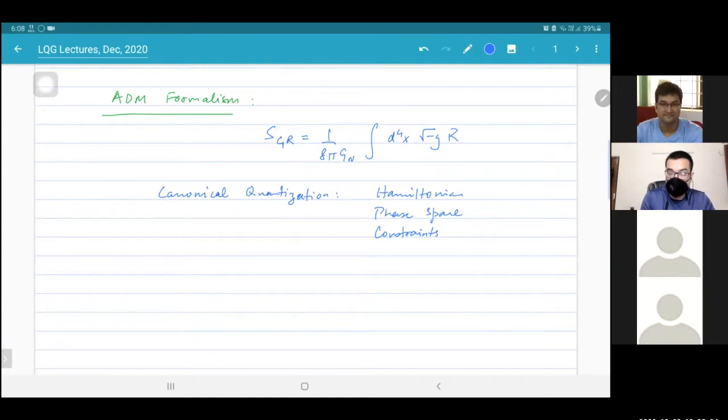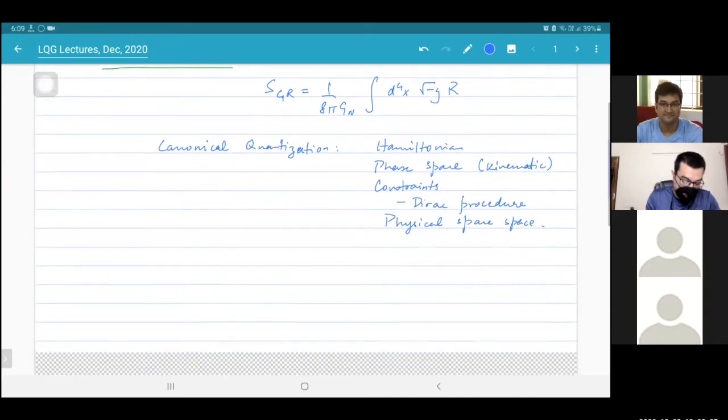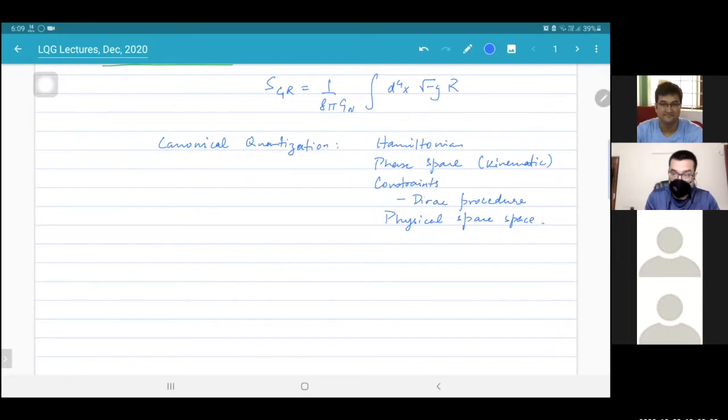system has some constraints. If your system has constraints, then you have to follow this Dirac procedure to implement the constraints on your phase space. Before you implement them, this is your kinematic phase space; once you implement them, you get your physical phase space. One example is the quantization of the electromagnetic field: in canonical quantization you get states which have negative norm, so you have to project out those states, and that I think is called Gupta-Bleuler quantization. We will see that first we have to obtain a Hamiltonian for general relativity.